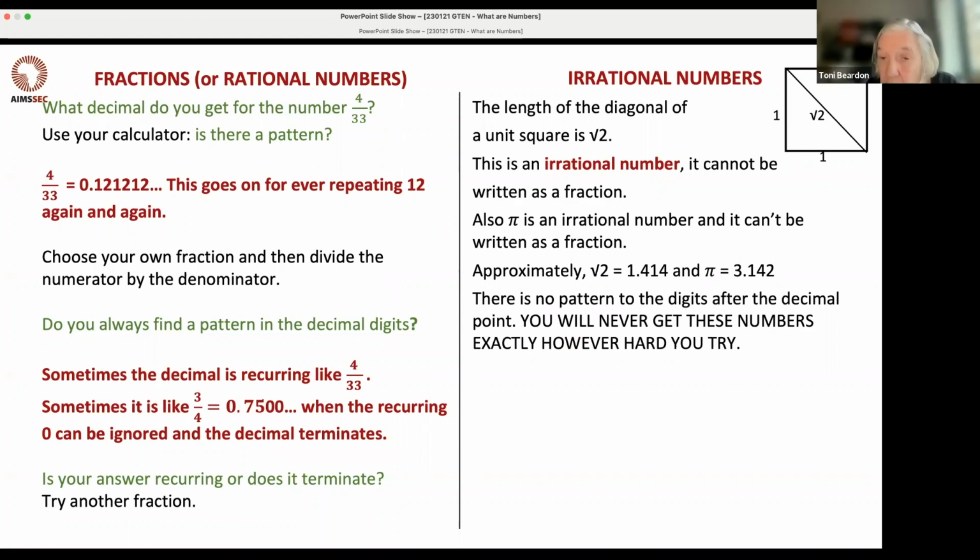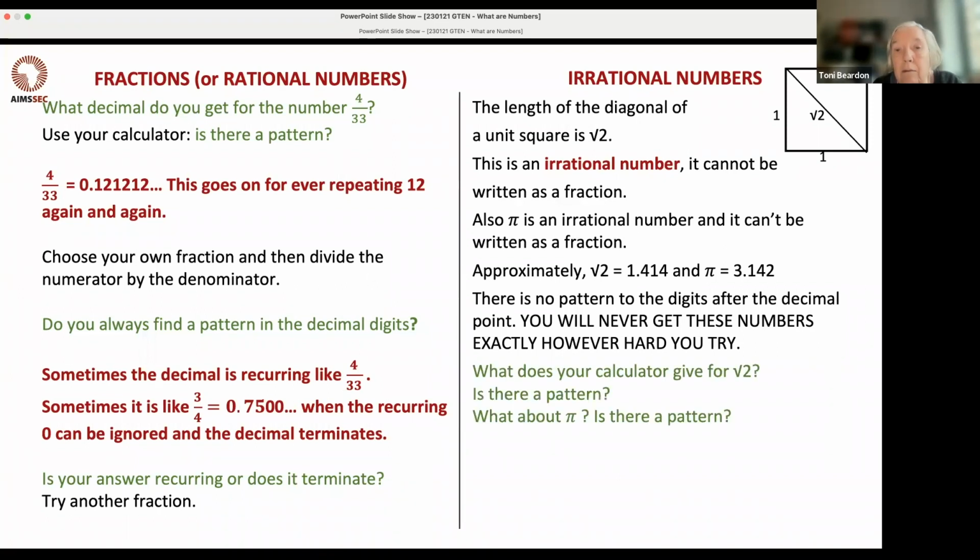You might say √2 is 1.414, but that's an approximation. It's not the value of √2. And we could say that pi is approximately 3.142, but that's only an approximation. There's no pattern to the digits after the decimal point. You'll never get these numbers exactly, however hard you try. So what does your calculator give for √2? Is there a pattern there?